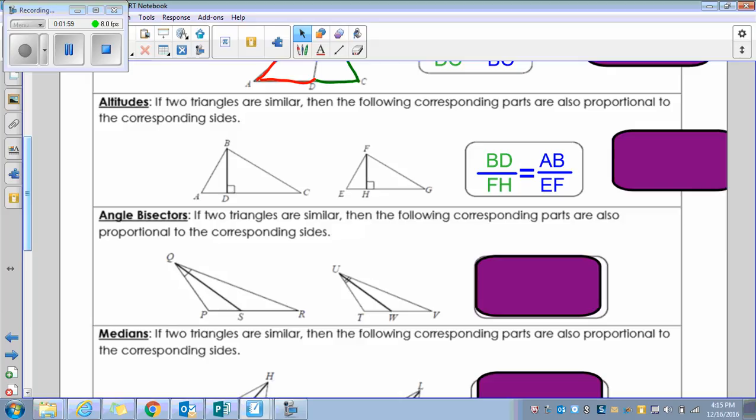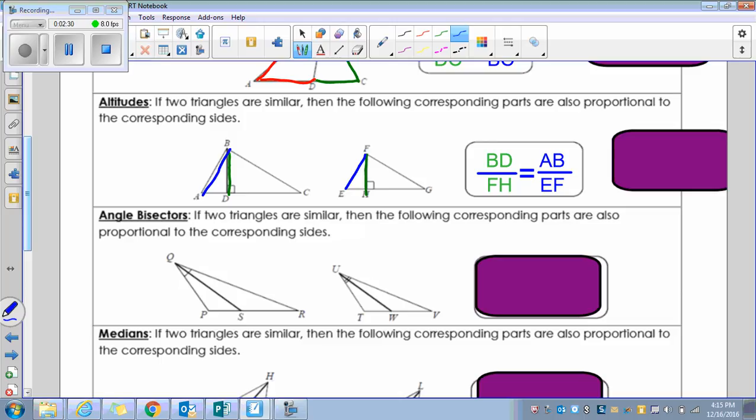So in this case, I am going to be using the altitude. So BD and FH are my altitudes here, and they're proportional to corresponding sides. So BD and FH should be proportional to any of the corresponding sides in my triangles. So for example, AB and EF.